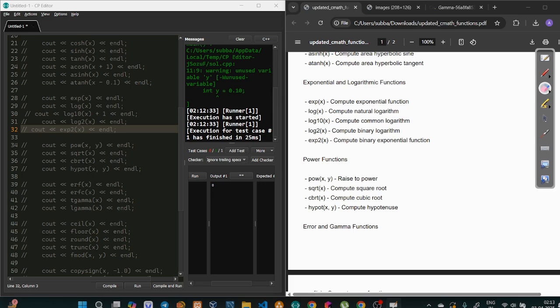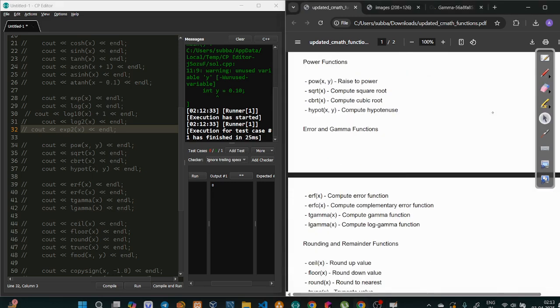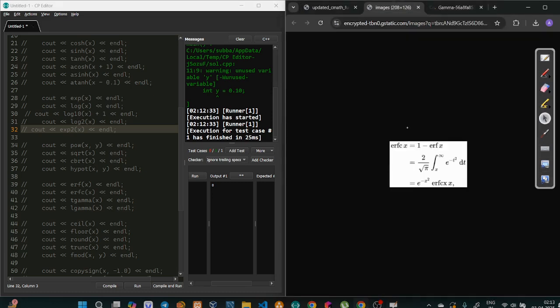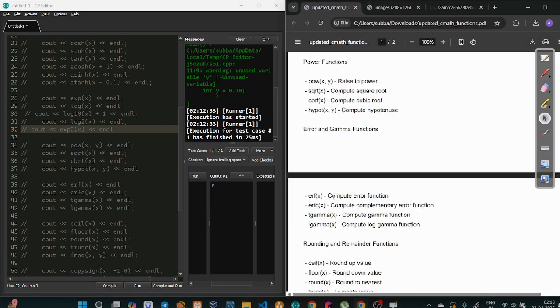You don't actually need that. And then error and gamma functions, this is fun. If you have studied probability and statistics, you might be familiar with this error function. So it basically looks something like this. Not just probability and statistics, calculus for that matter of fact. If you have studied basic M2, you might be familiar, and that's how we calculate the error function.